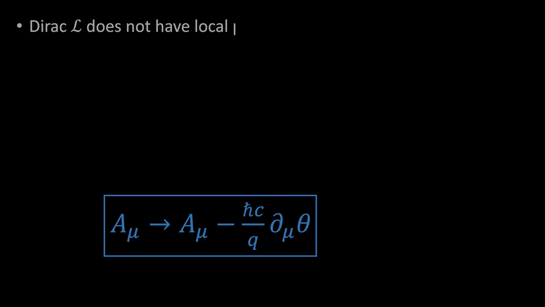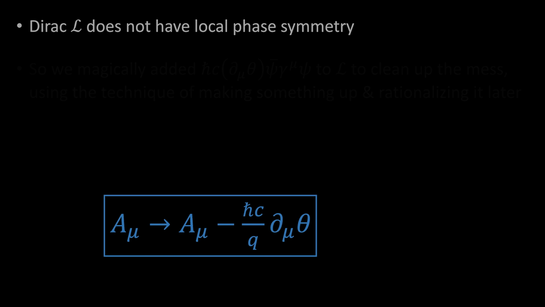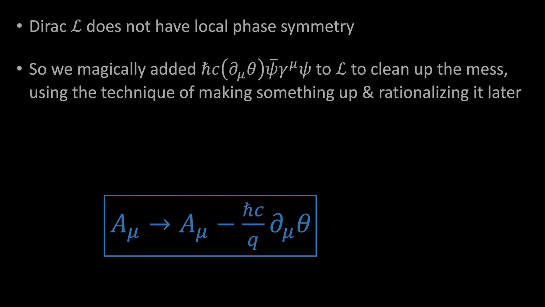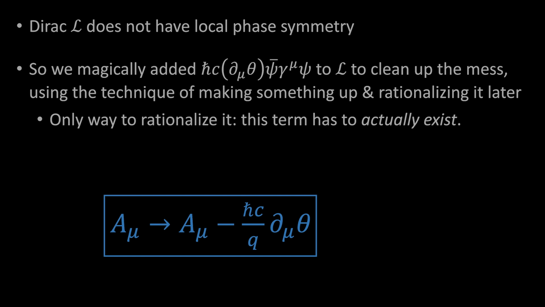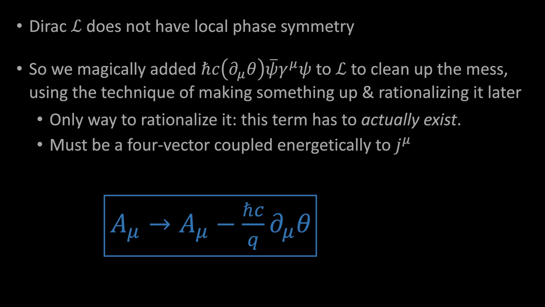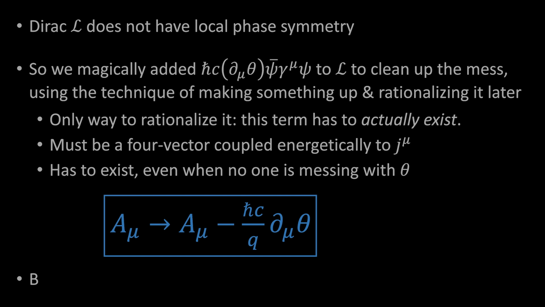Okay, hold on now. So what have we done here? Well, we have a Dirac Lagrangian that doesn't have local phase symmetry. We realized the only thing to do to give it local phase symmetry is to add a term that cancels out the mess. Then, interpreting that term, we recognize that it corresponds to the existence of a four-vector field that couples energetically to psi. And in order for this to be credible, we have to let the four-vector field have a life of its own.